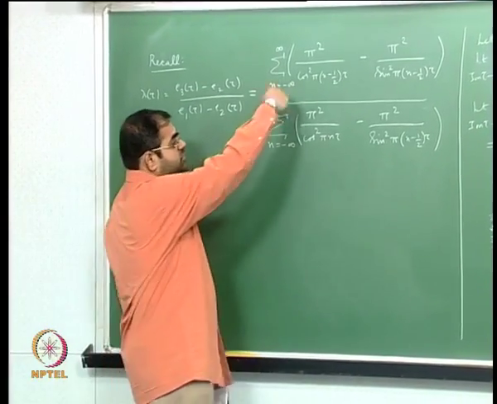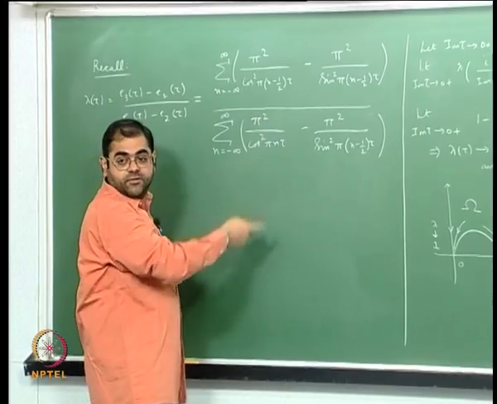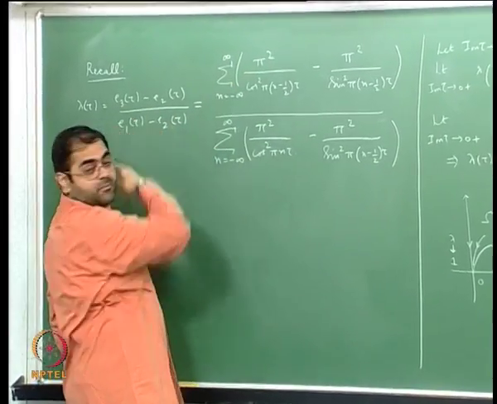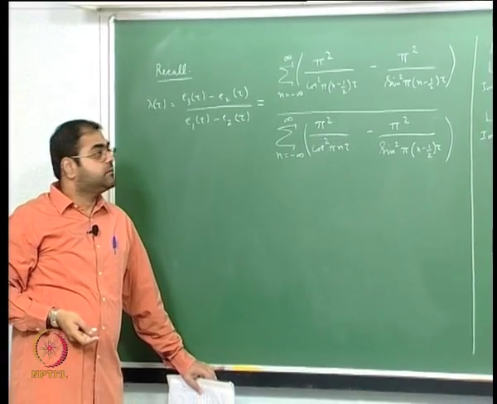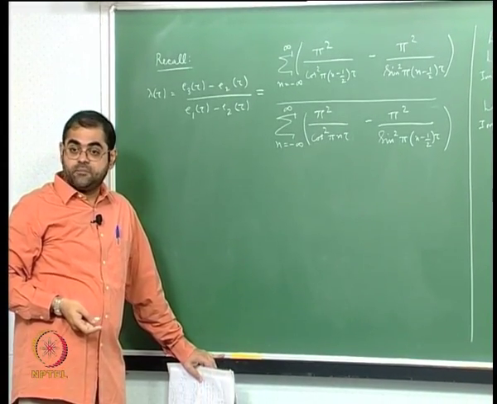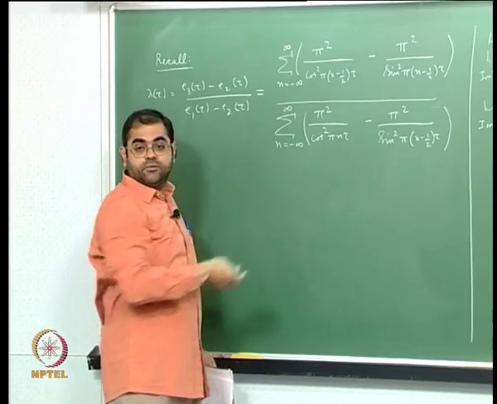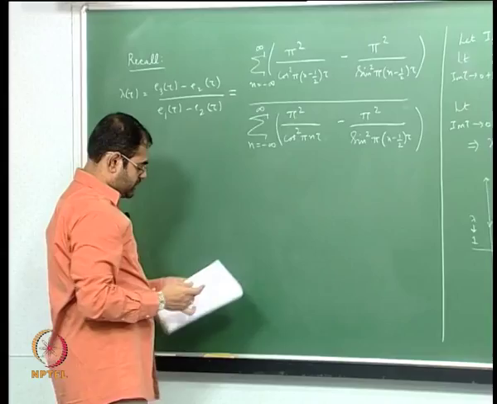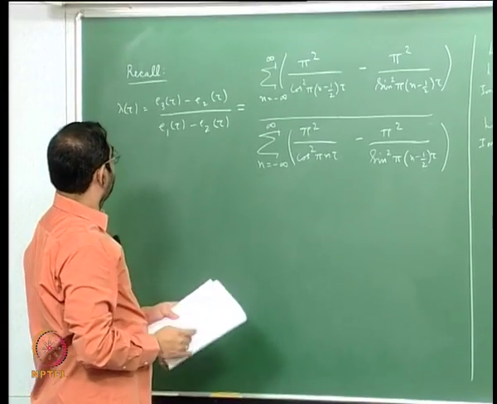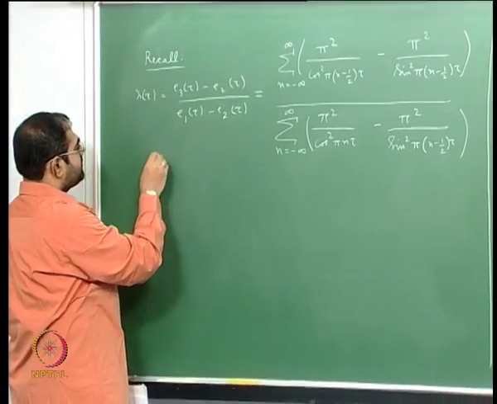So the numerator goes to 0, the denominator goes to pi squared, so this whole expression, which is lambda of tau, therefore goes to 0. And this convergence was uniform in the real part of tau because these series are all uniformly convergent. So now let us compute the following thing.